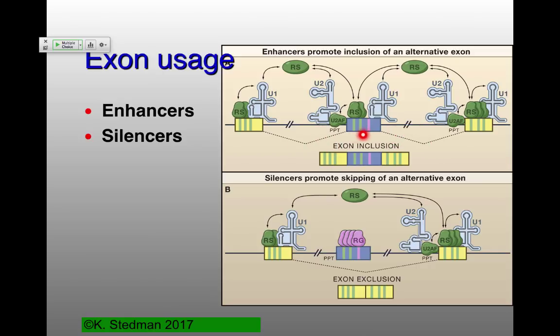exon enhancers. If you see these little green vertical lines here, these represent specific sequences in exons that those SR, RS proteins are binding to. So these will be an exon enhancer sequence, which means that exon is going to be used. We'll talk about enhancers and silencers for transcription later on. Silencer, of course, is the exact opposite of an enhancer.